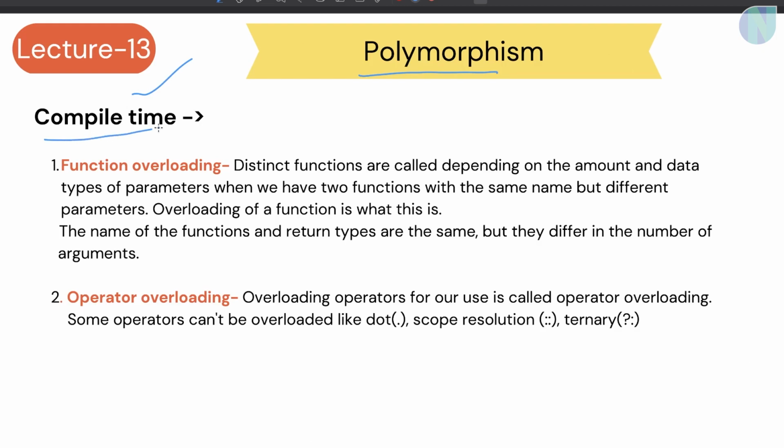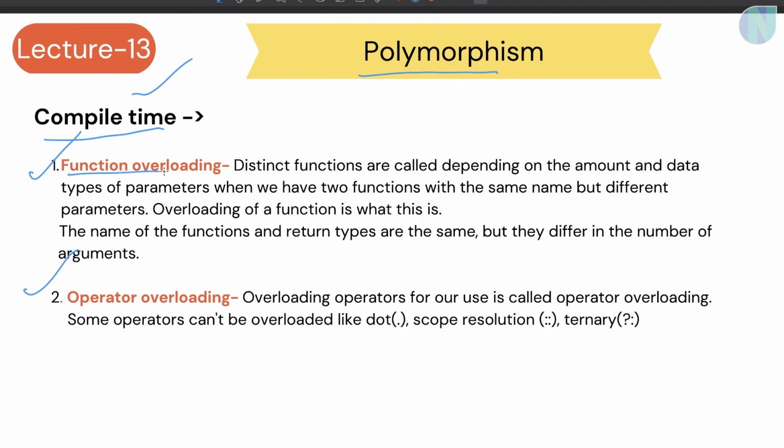So compile time polymorphism, as told in the last video, has two types. One is function overloading and the second one is operator overloading. Now let's understand function overloading first and then we'll go into operator overloading, and in the next video we will have a quick look at runtime polymorphism.